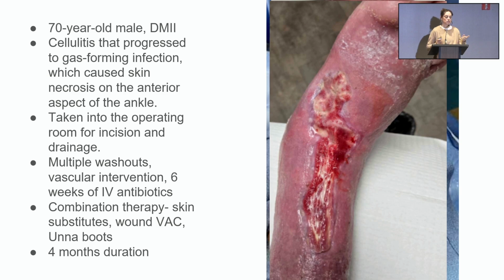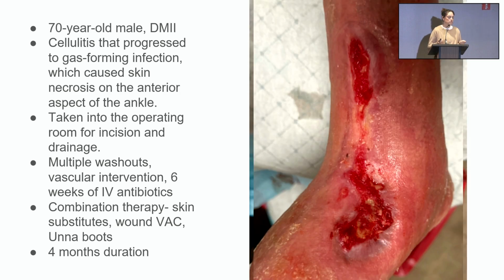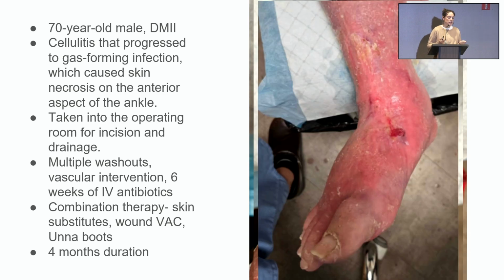After this point, we started going to Una boots to help control edema, because he didn't really need any granulation tissue formation anymore with the wound vac, but we wanted to control the swelling and the drainage. So we went on to do some Una boots, change those every week, slowly healed out, and he can still move his foot. This was him last week, so he's got a tiny, tiny little wound left there on the anterior aspect of the ankle.